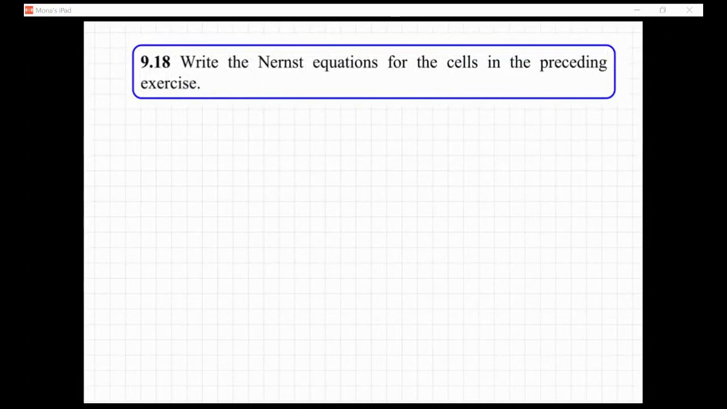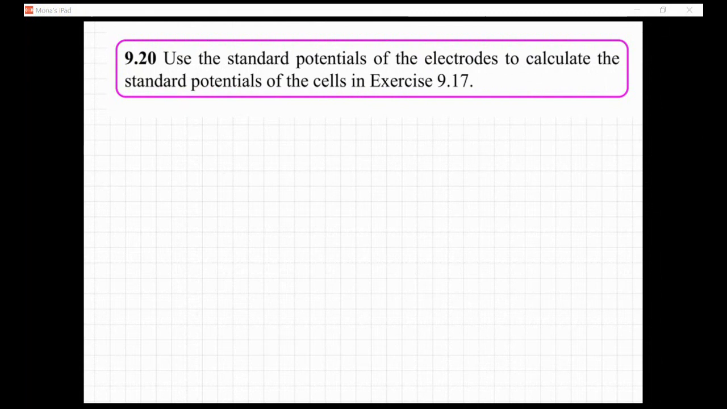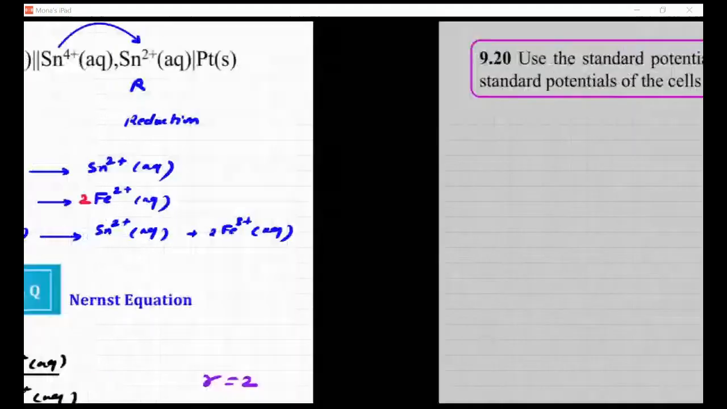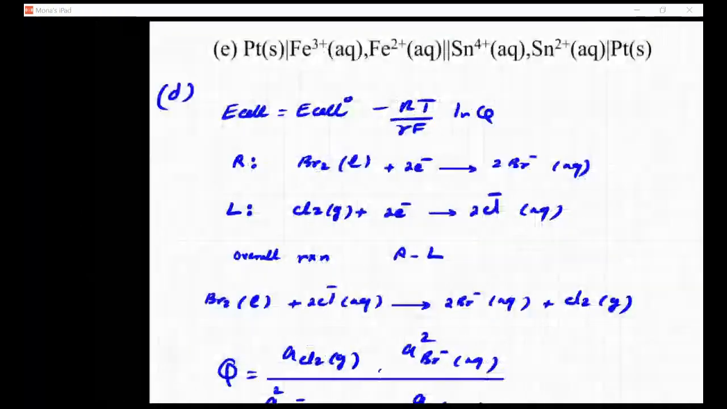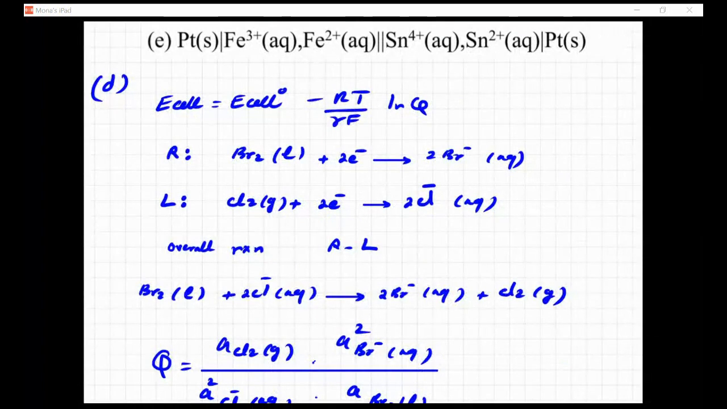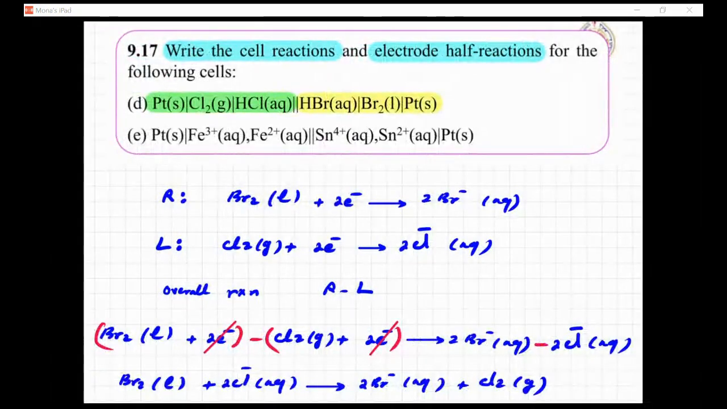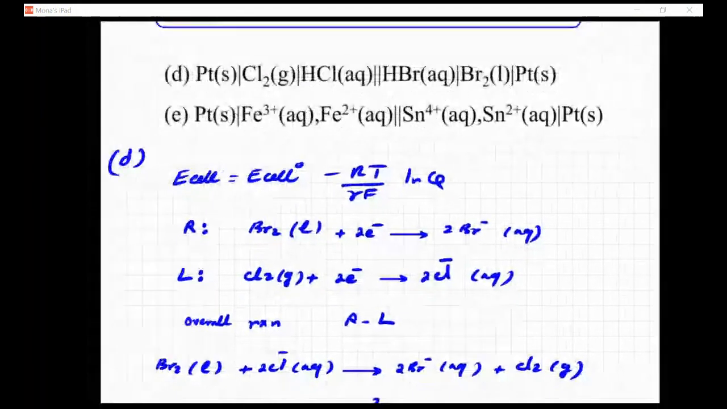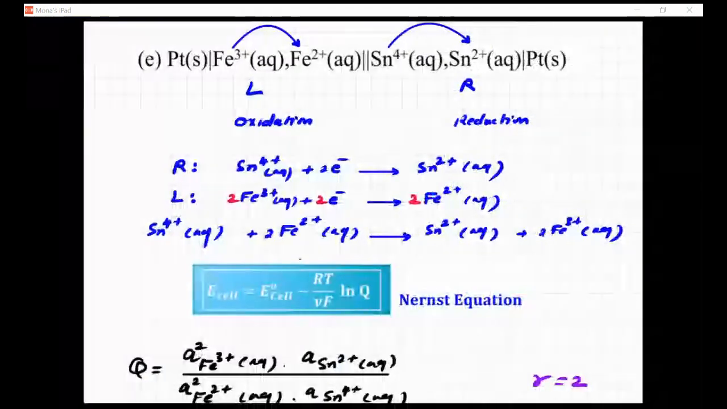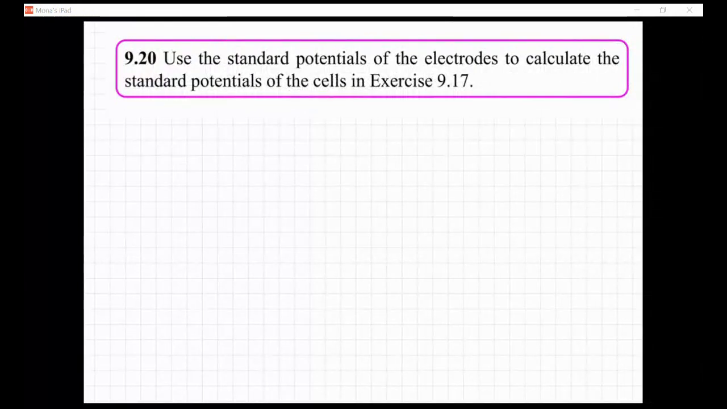Now use the standard potentials of the electrodes to calculate the standard potentials of the cells in exercise 917. So that means I am still talking about this exercise. This 917 could be a multi-part question. It could be, for example, part A, write the half reactions, then write the cell reaction. Then we are asking you to write, for example, the Nernst equation. Then we are asking you to find the standard potential. So it could be part A, part B, part C, part D, or a whole question.